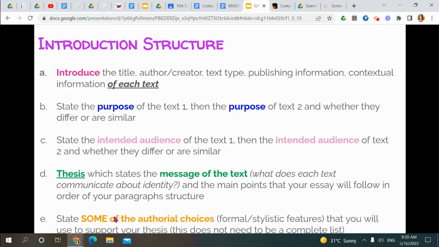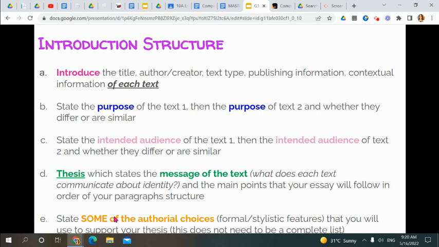The last point, point E, is you need to state some of the authorial choices. Remember, that's formal and stylistic features. And that's going to support, I guess, what comes later in your paragraphs as well. Please note, you don't need to give me a full list of every single authorial choice that you're going to talk about later. Just throw in a couple, okay? Just so I get a bit of a taste of what's to come.